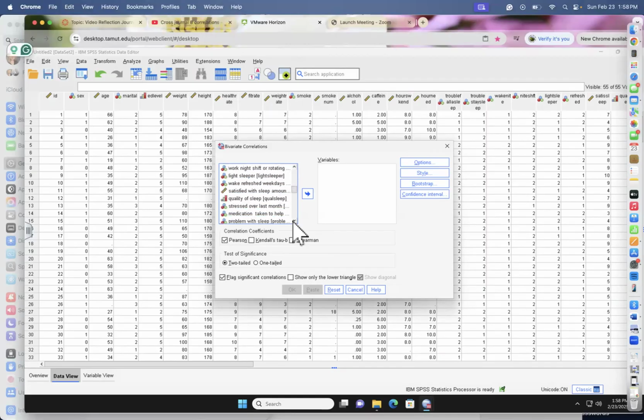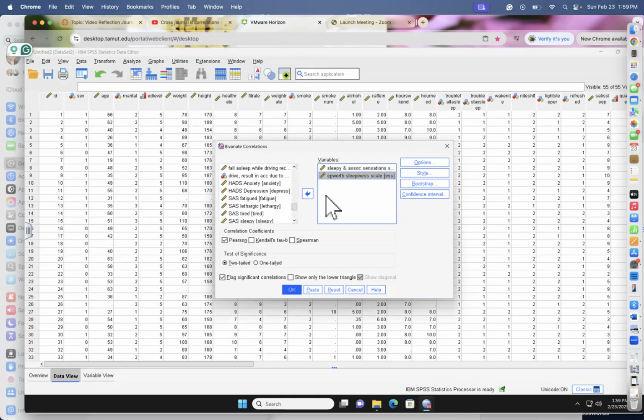And remember, I could have made this easier on myself and deleted all the other stuff we're not using, but why make things easier when you could just search for them, right? So move over my SAS. And then I'm going to come over here and I'm going to move over my Epworth sleepiness scale.